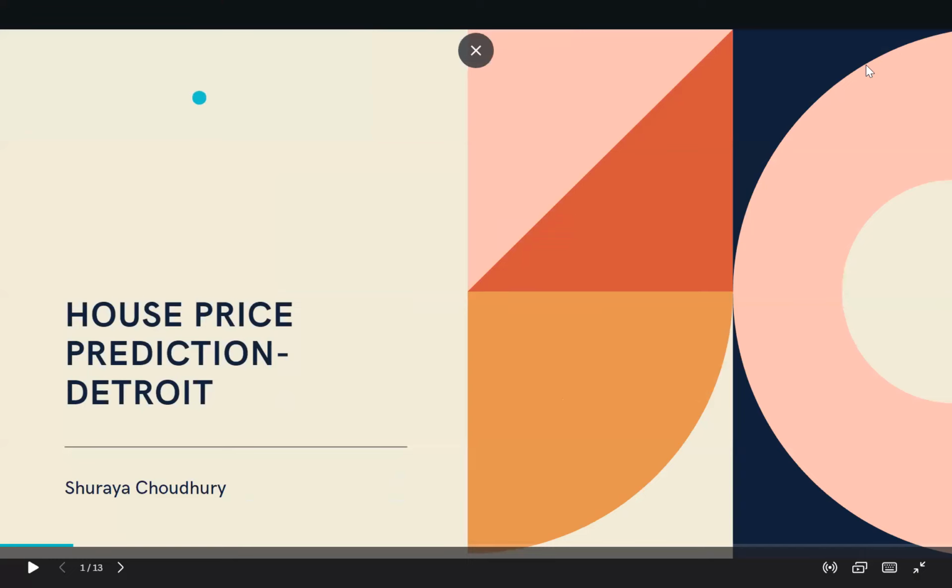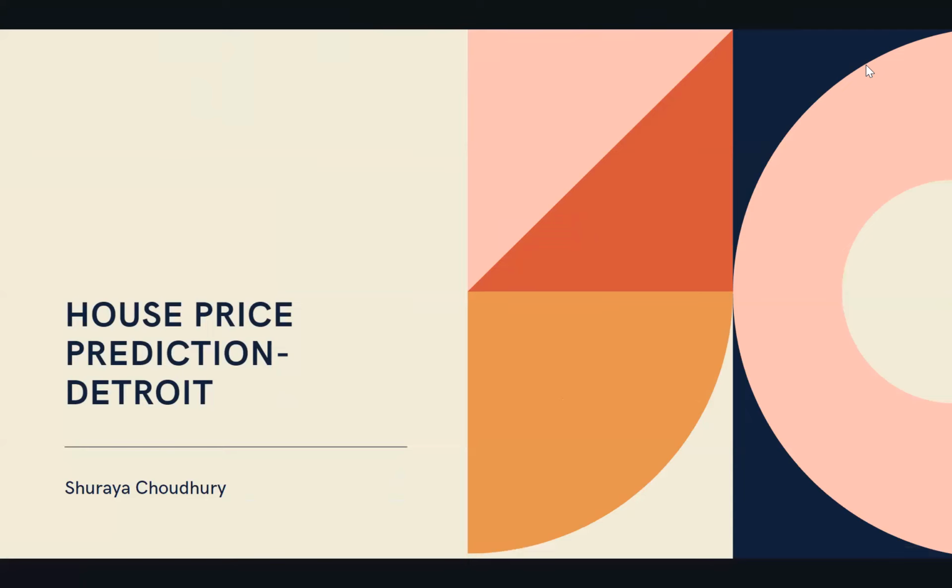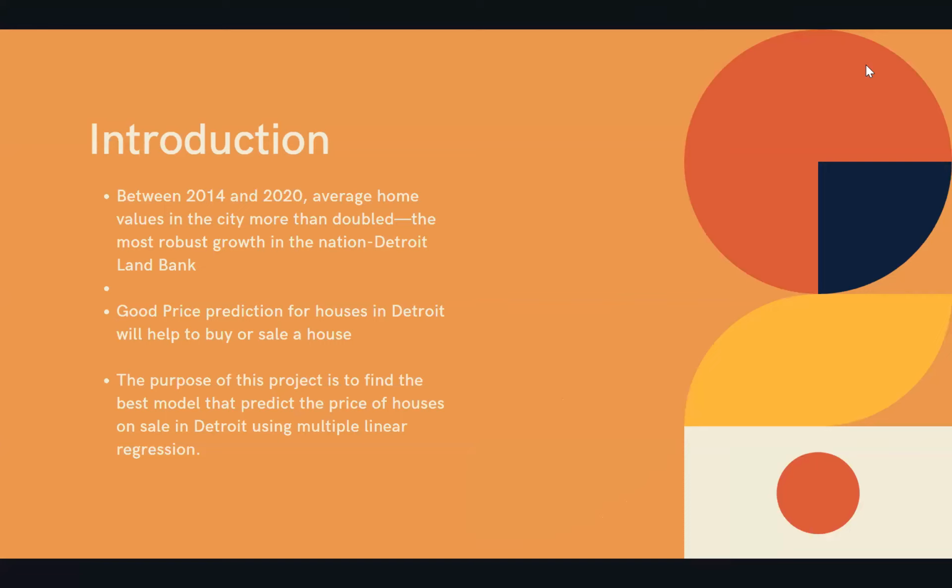Hi everyone, my name is Shariah, and I'm doing my project on house price prediction in Detroit. A brief introduction: between 2014 and 2020, the average home values in the city of Detroit more than doubled, the most robust growth in the nation, as reported by the Detroit Land Bank. The way I got introduced to this data set is through canvassing. I used to canvass for Quicken Loans, telling Detroit homeowners about foreclosure programs to prevent them from homelessness. So I found this data set quite interesting.